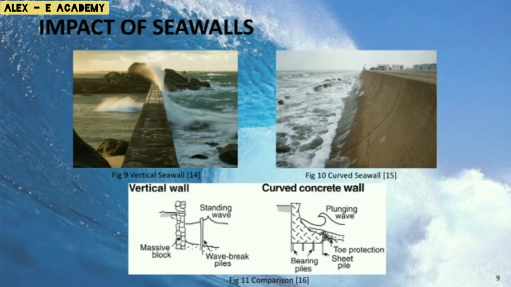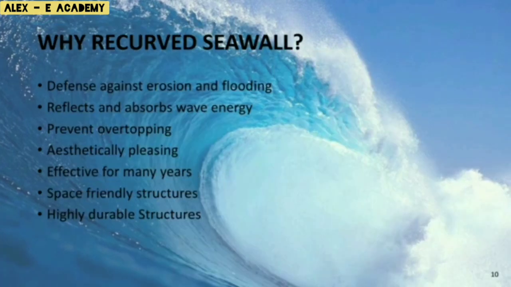On considering vertical walls, there is a chance for overtopping, which might erode substantial soil and sand amounts, thus weakening the wall, whereas recurved seawalls prevent overtopping, reflect and absorb wave energy. It also acts as a defense against erosion. The primary purpose of a recurve is to deflect the wave rushing up the wall seawards, thereby reducing overtopping. It acts as a defense against erosion and flooding. These are highly durable structures which are effective for many years.